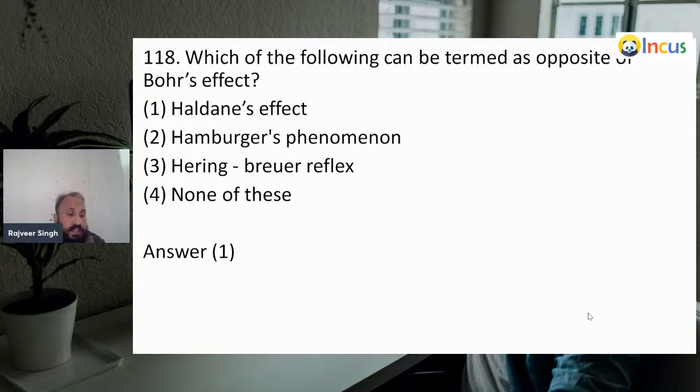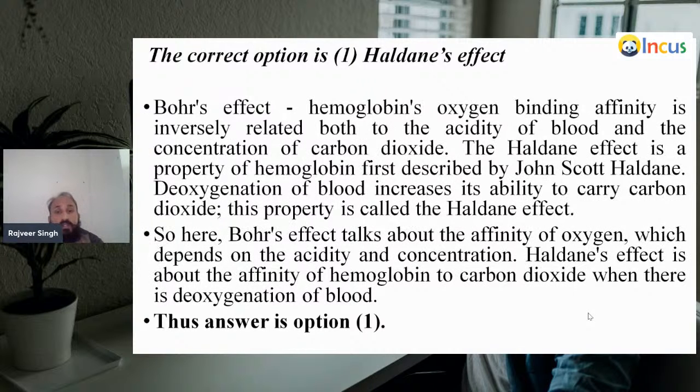Next question is a very important and good question. Which of the following can be termed as the opposite of the Bohr effect? Haldane effect, Hamburger phenomenon, Herringbone reflex, none of these. Answer will be Haldane effect, because in the Bohr effect, hemoglobin oxygen binding affinity is inversely related both to the acidity of blood and the concentration of carbon dioxide, and the Haldane effect is a property of hemoglobin first described by John Scott Haldane.